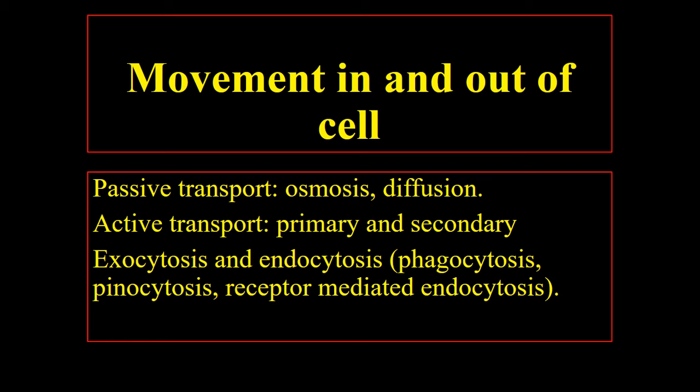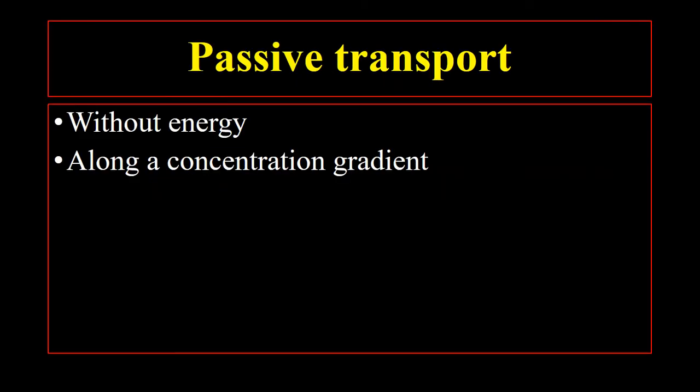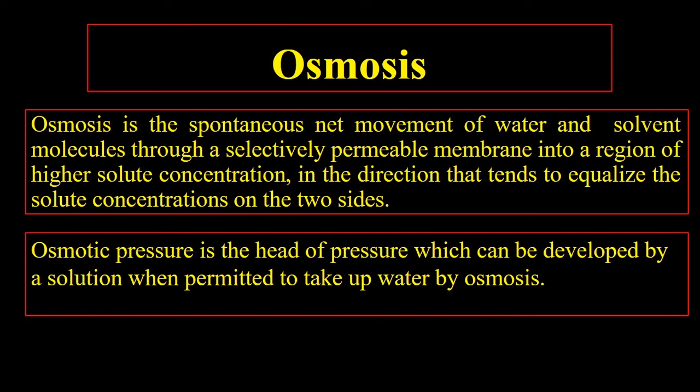Now, let's talk about this transport in detail and first remind you what passive transport is. What are the main characteristics of passive transport? It is transport without energy and along a concentration gradient. And how is that? It includes two main processes. It is osmosis and diffusion.